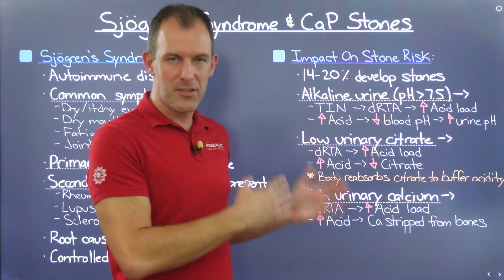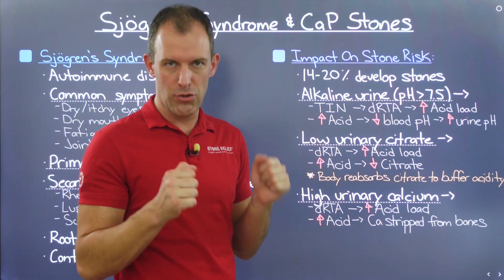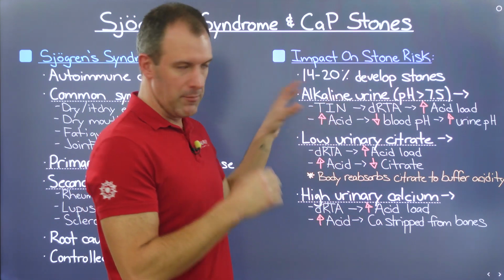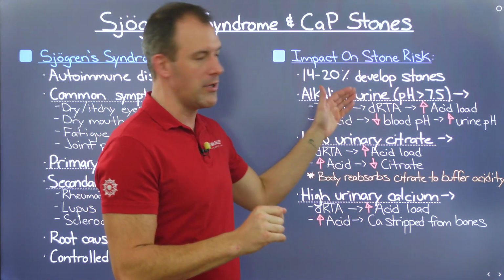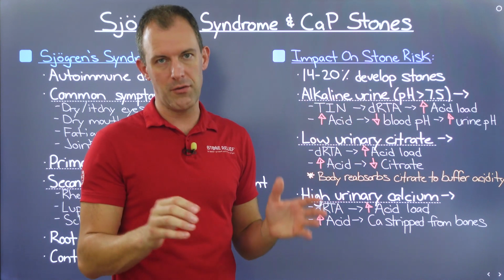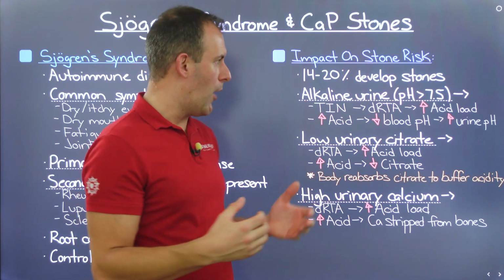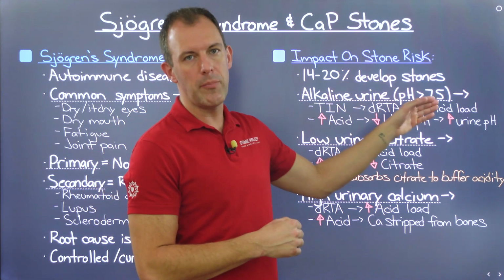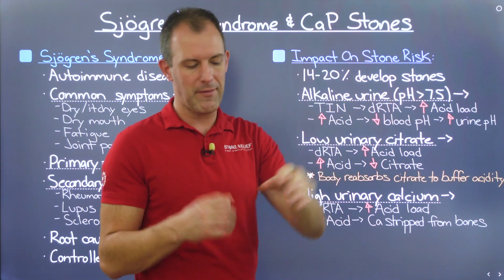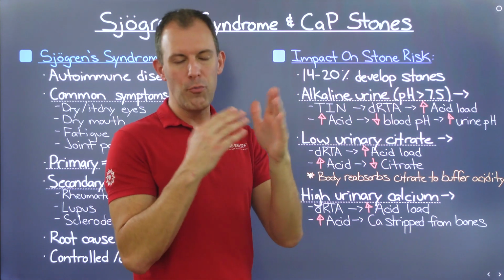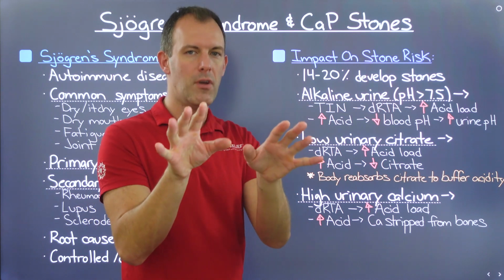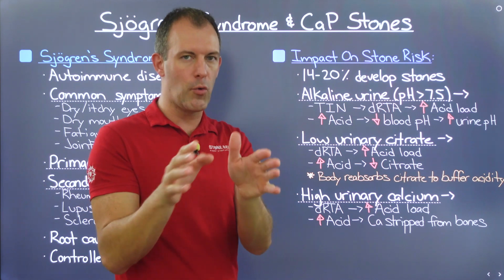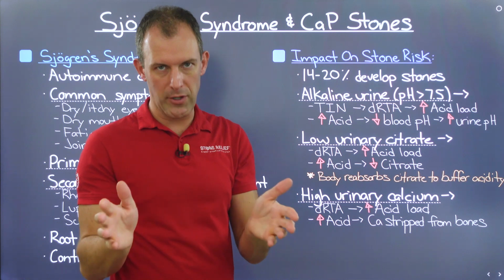Because that is the stone type that is directly linked to Sjogren's. Now, first thing, and probably the most important aspect of this, is the alkaline urine that Sjogren syndrome tends to generate. When I say alkaline, I'm talking about a urine pH that is greater than 7.5. This can vary by a few points in the decimal range, but in general, anything over that 7 range, 7.5 to give it a little bit more buffer, is going to be considered alkaline urine.